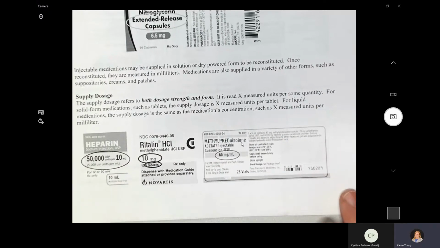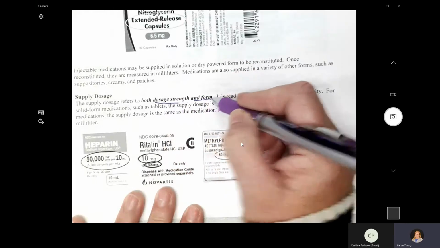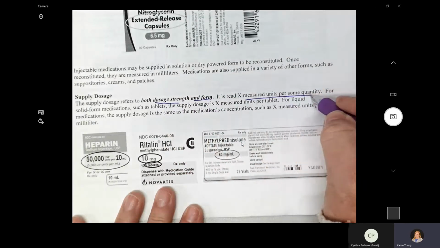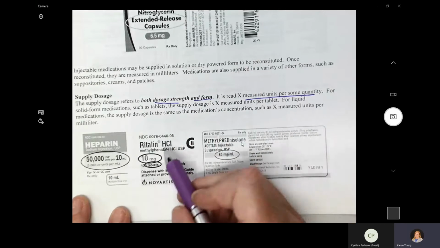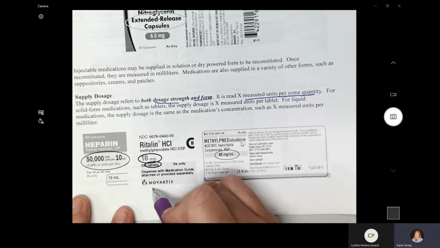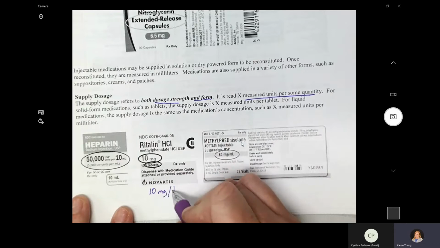Then we have our supply dosage. Our supply dosage is the dosage strength and the form. The supply dosage is always the measured units per some quantity. I'm going to do this one first. 10 milligrams is my dosage strength, and it's in tablet form, so it would be written as 10 milligrams per tablet.